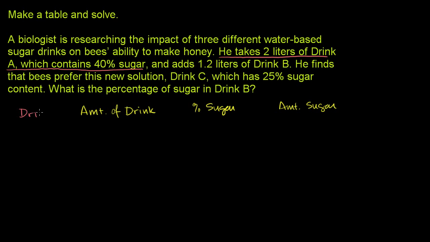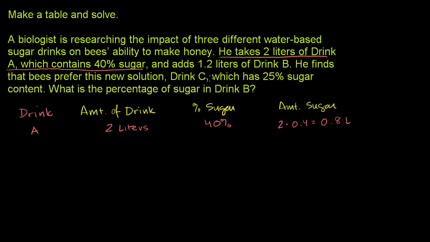So this is drink. The first column will be which drink we're talking about. So drink A, he takes 2 liters of it. It's 40% sugar. So if we want the actual amount of sugar in liters, we just multiply 2 liters times 40%, or times 0.4. So you say 2 times, let me write times as a dot so you don't think it's an x, 2 times 0.4, which is equal to 0.8 liters of sugar. So you have 0.8 liters of sugar, 1.2 liters of, I guess the other stuff in there is water. But it's 0.8 out of the 2 liters is sugar, which is 40%.